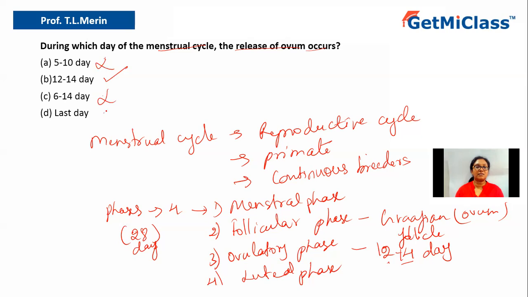Option D says the last day of the menstrual cycle. That will end up with the formation of the corpus luteum. The corpus luteum has to further produce a lot of progesterone to maintain the pregnancy if fertilization occurs. If it doesn't occur, only then will the next cycle begin. Hence, it is ruled out.